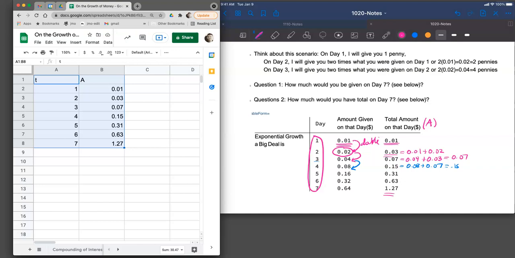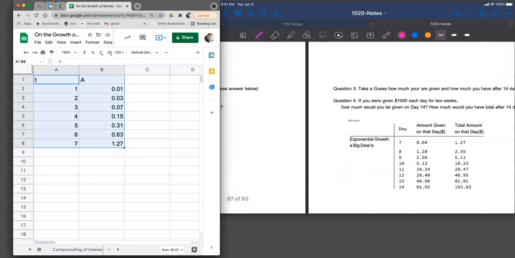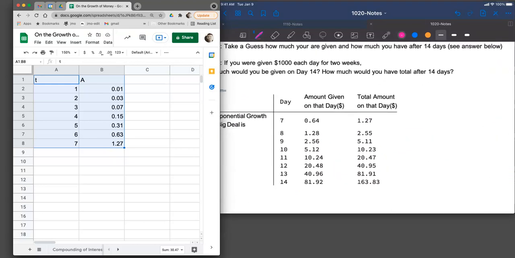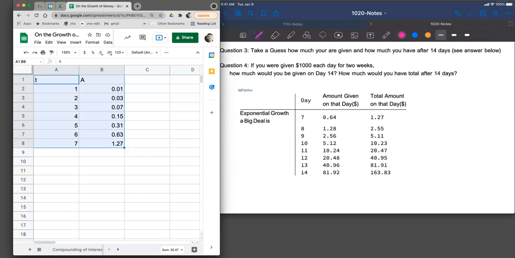Okay. Is this a good idea? Do you like this process? In class, we discussed, would you rather have this option as opposed to earning $100,000 a day for 30 days? Okay, so you'll notice in this problem that if we were to continue this doubling process, after 14 days, this is what we did in class today.